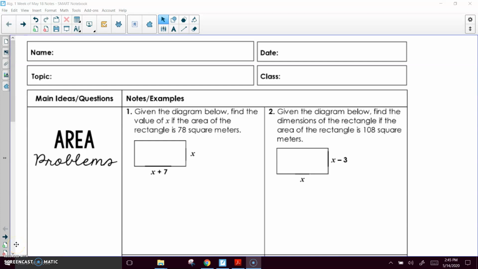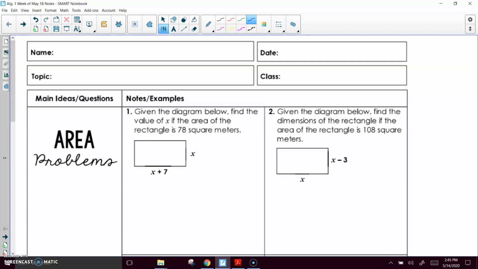The next section that we are going to take a look at is continuing with quadratics. However, we are going to look at word problems. The first focus that we're going to take a look at are area problems. Well, to know and understand area problems, we need to recognize the formula for area. And we are always going to be working with rectangles and squares.